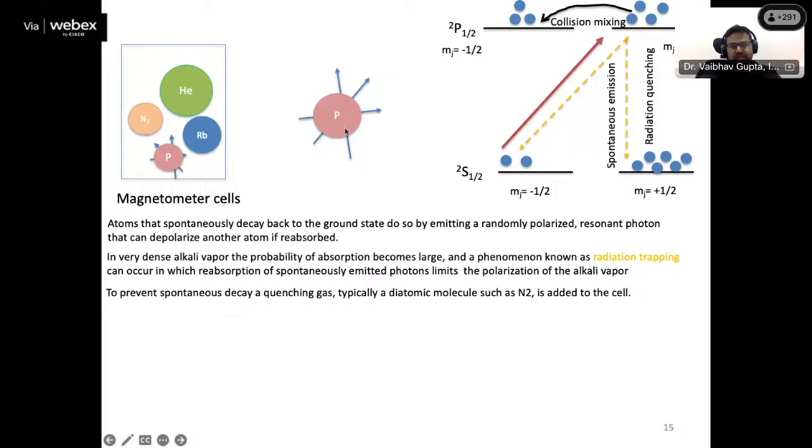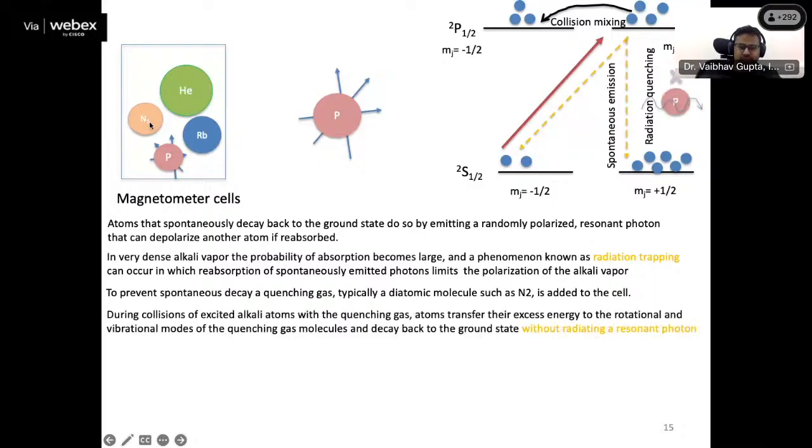Its polarization is not defined, it's undefined. And that's why this photon is unwanted. We don't want it, and we have to get rid of this photon. So what we do is insert some gas which can actually capture this photon. The energy of this photon is somehow related to the rotational and vibrational levels of the nitrogen, and that's why nitrogen will capture it in terms of heat.